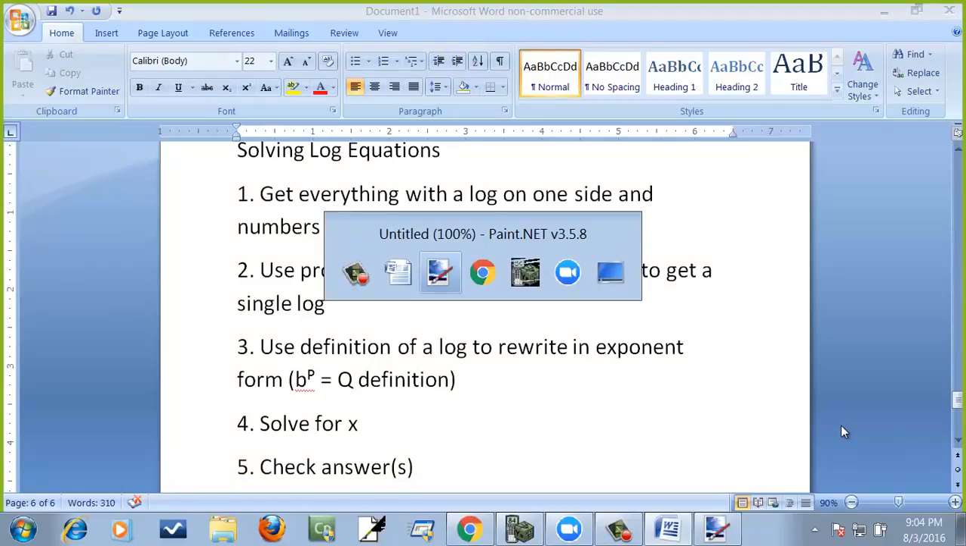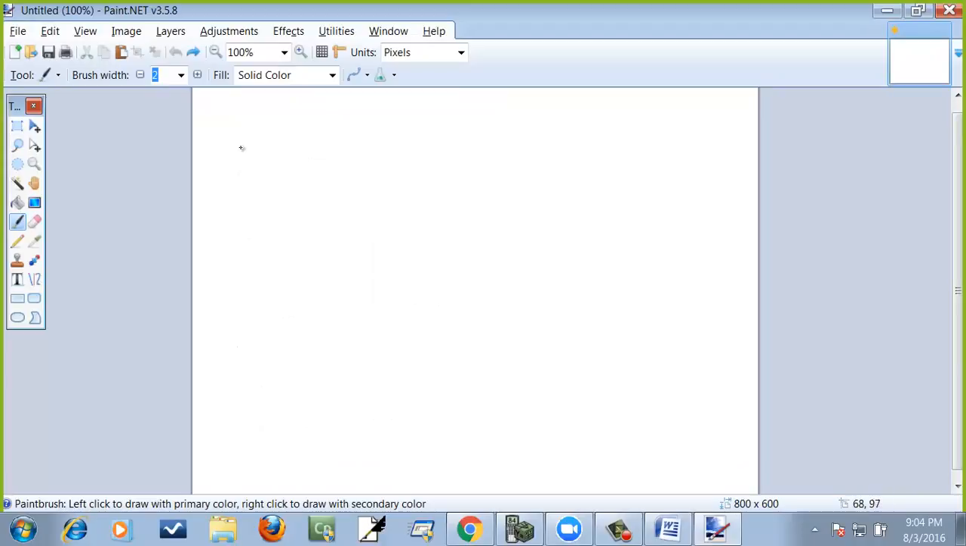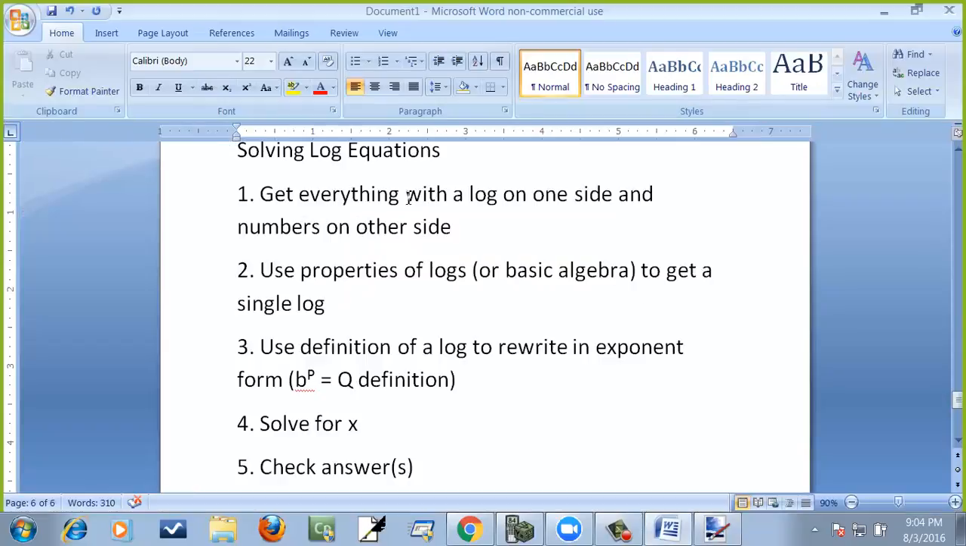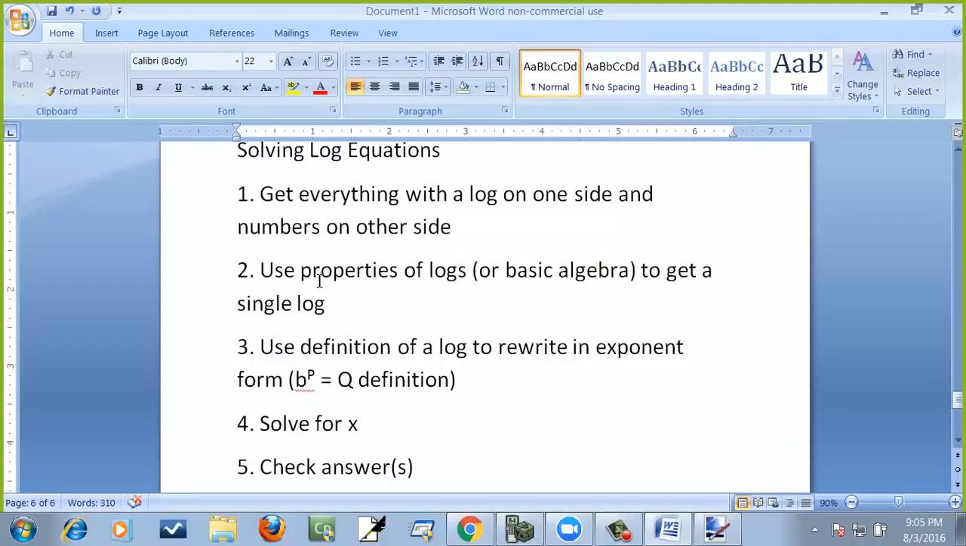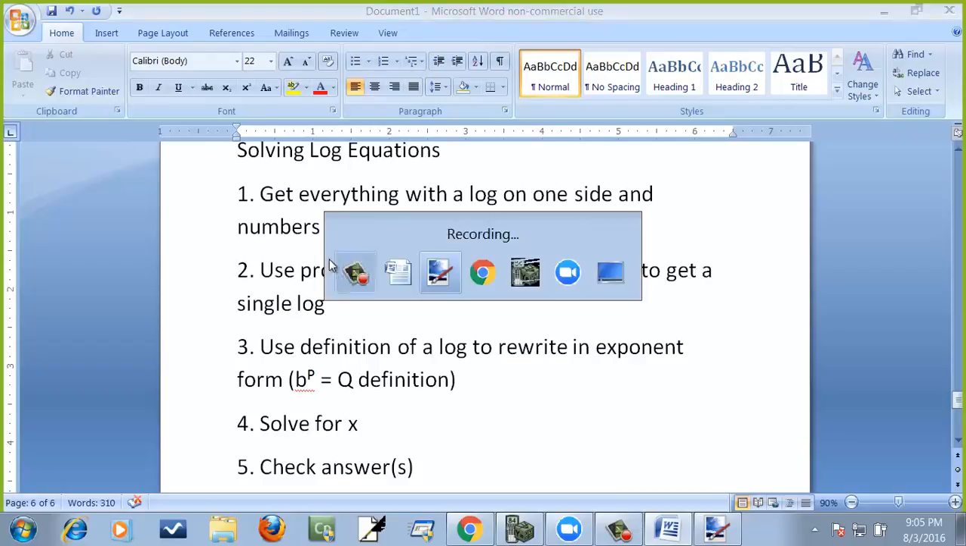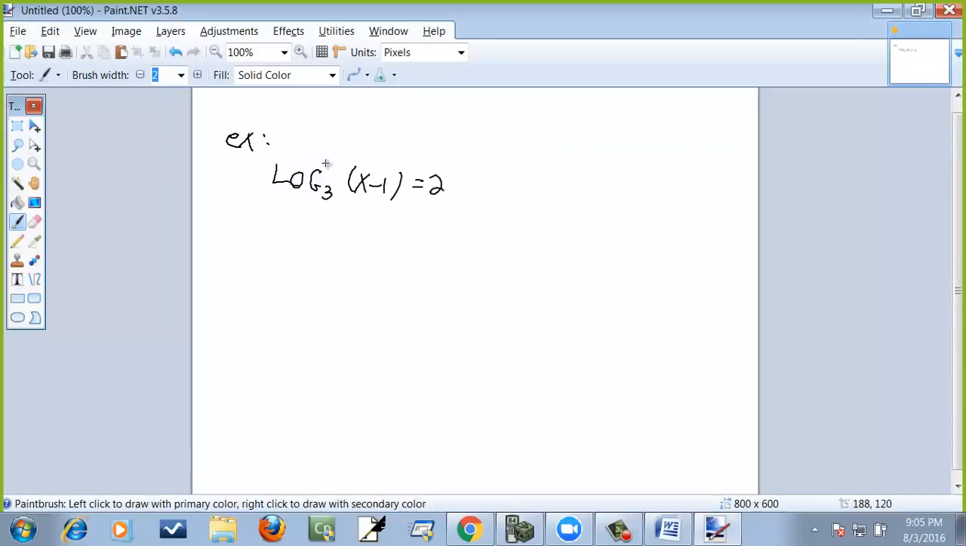Let's take a look at a problem. Log base 3 of x minus 1 equals 2. Step 1. Get everything with the log on one side, numbers on the other side. Everything with the logs over here, numbers over here. That's done. Step 2. Use properties of logs to get a single log. Remember what I said we're looking for. We're looking for it to say just log of something. Well, that's done.